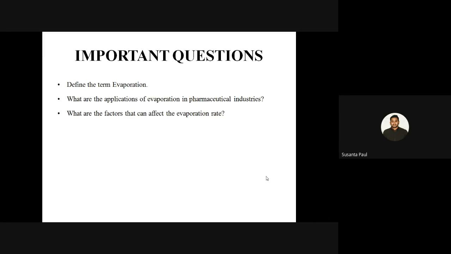Now the third parameter is agitation. Agitation is necessary to increase the rate of evaporation, because after agitation we are able to remove the thin film that is formed on the surface. After removal of that film from the surface of the product, you can increase the rate of evaporation. Okay, so these are the factors that can influence the rate of evaporation. These questions can be asked during your practical examinations.